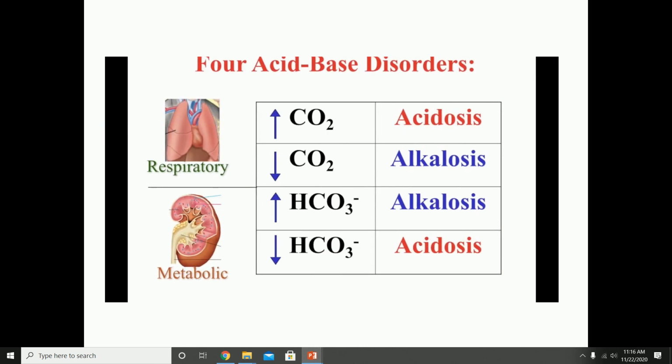The next tutorial will discuss disorders in the acid-base balance.